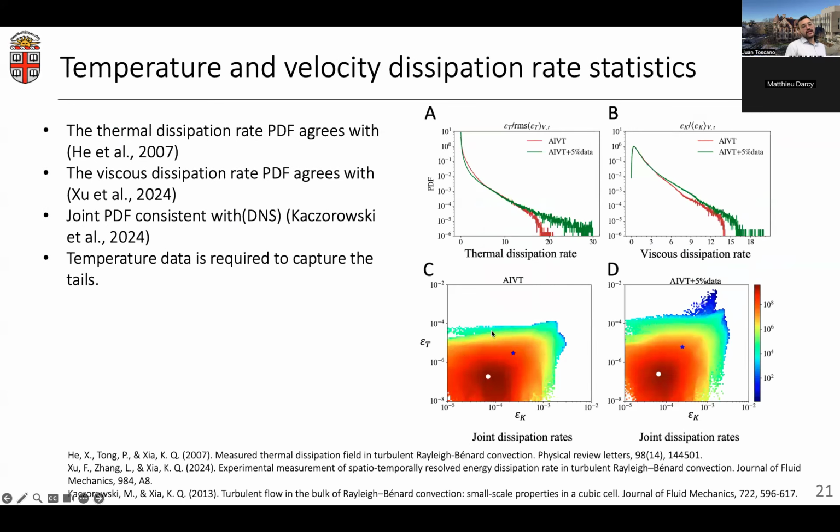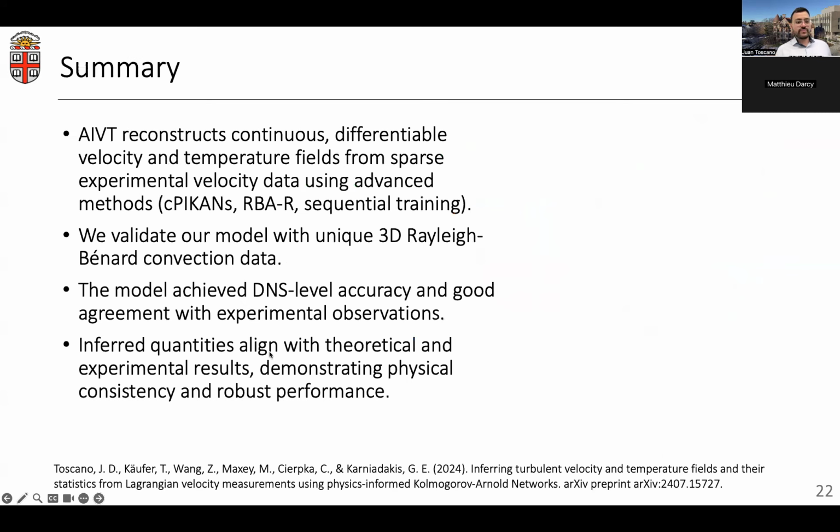We can also get some PDFs of the thermal dissipation rate. And again, you see that we get a good general overall picture. There are some low probability events that we may not be able to capture straight away because the neural net will try to smooth things out a little bit. But if we add just a little bit of data, just 5% of data, we are able to get these low probability events.